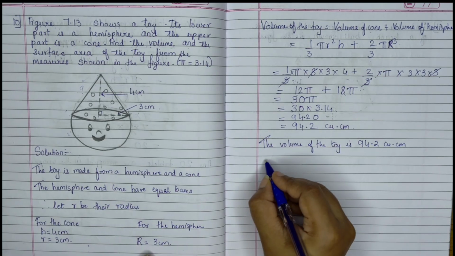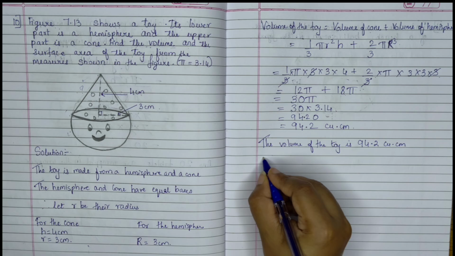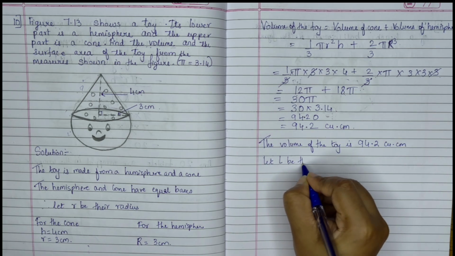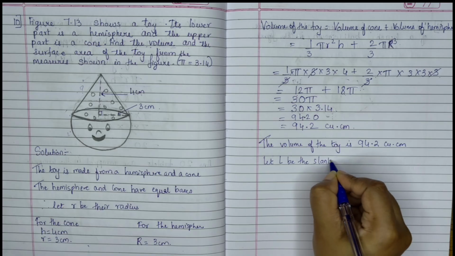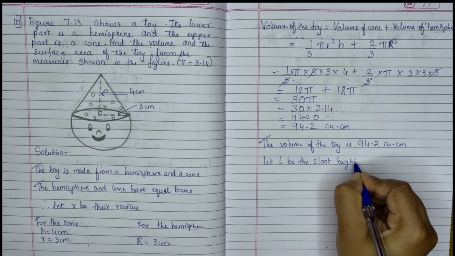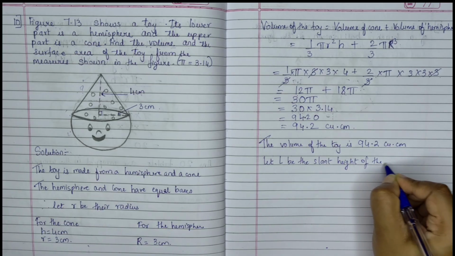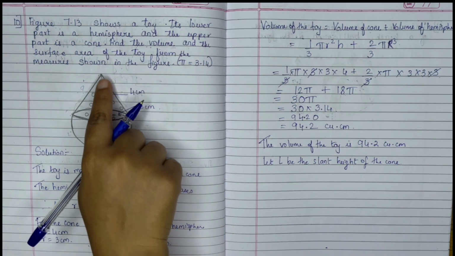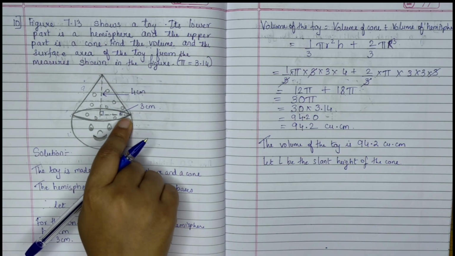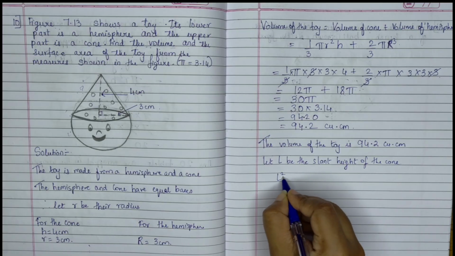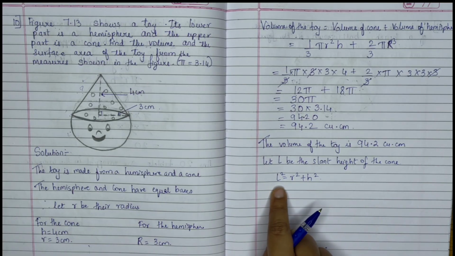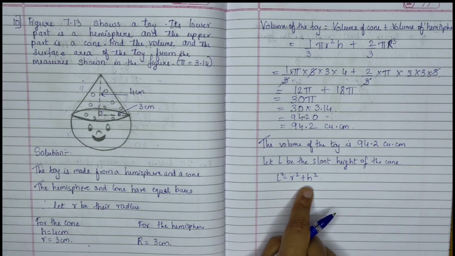So slant height, that is L. So we will say that let L be the slant height of the cone. Okay, L is the slant height. So when the perpendicular height and radius are given, we know the formula, L square is equal to R square plus H square.